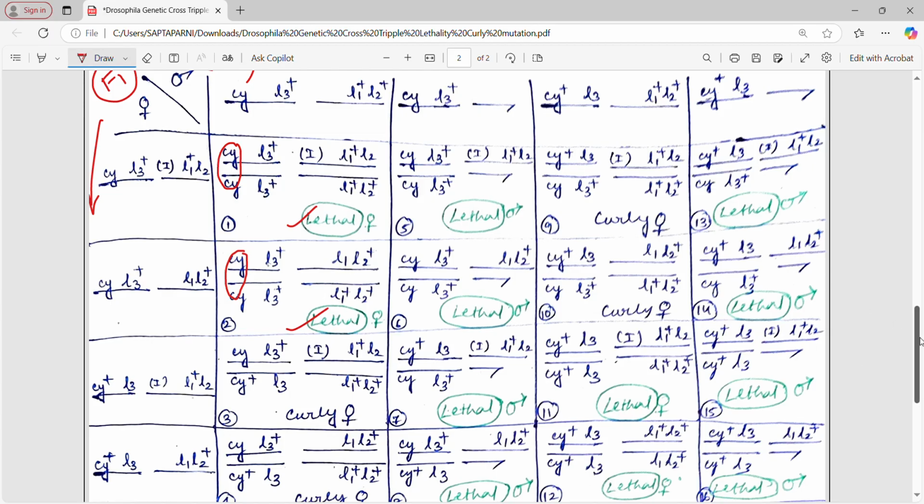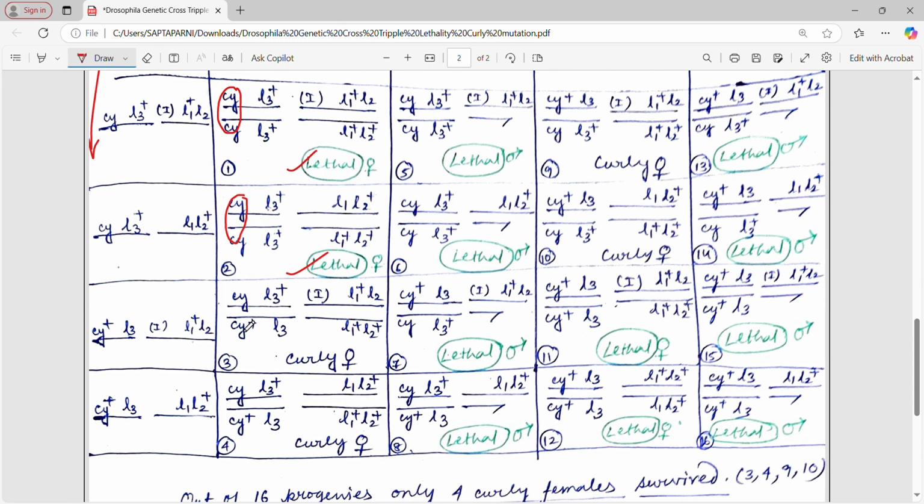Now next, this is carrying CY plus, so it is Curly in phenotype, and it has 2 X chromosomes, so it is female. Why is it not lethal, why is it surviving? Because the wild type alleles of L1, L2 and L3 are present, so the lethality could not occur here. Next, the similar thing is here: CY plus, so it is Curly. It has 2 X chromosomes, so it is a female. Then it has wild type L3 allele, wild type L1 allele, L2 allele, so it is surviving. So these two are surviving Curly females.